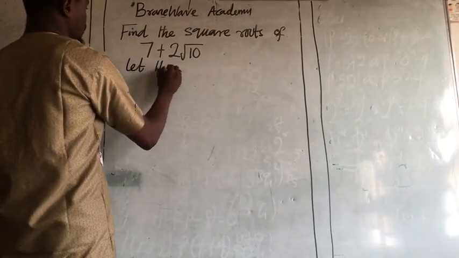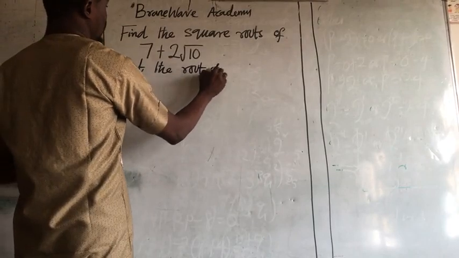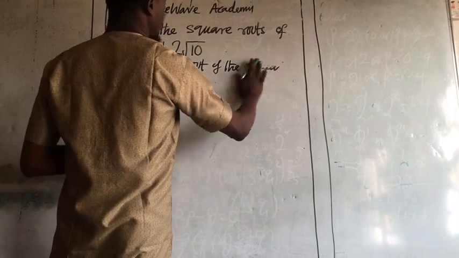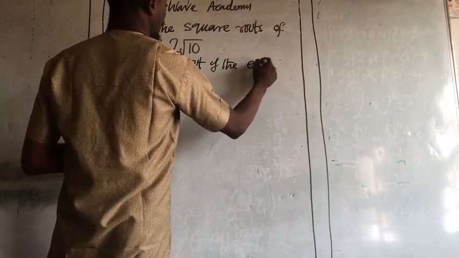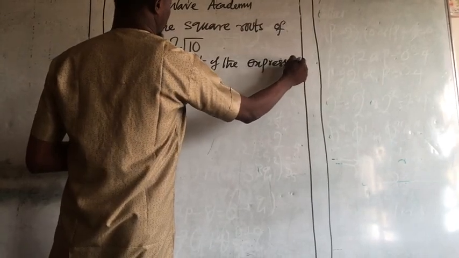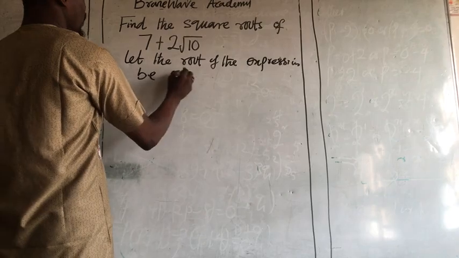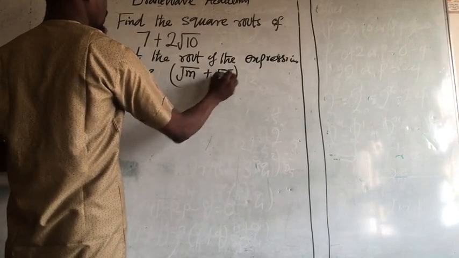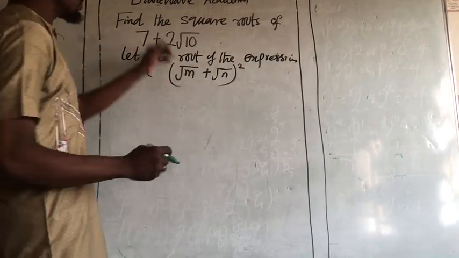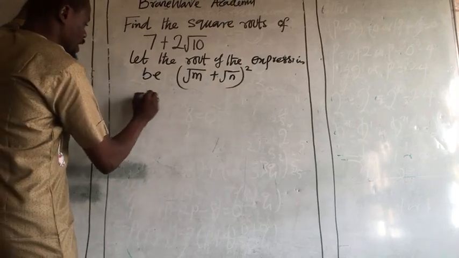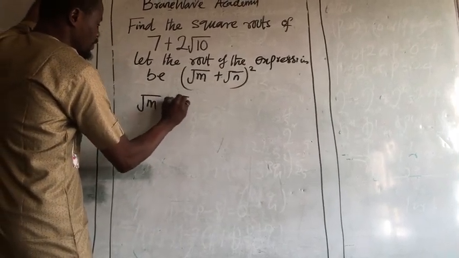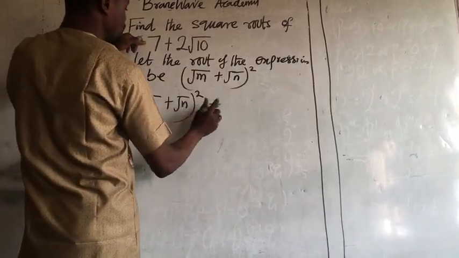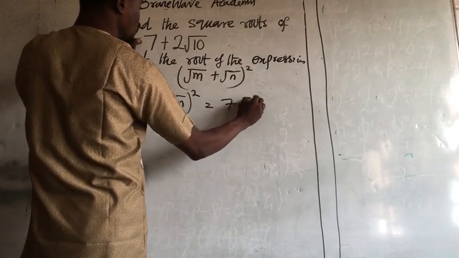Let the root of the expression be root of m plus root of n, then all squared. So we are going to equate this to this, which means we have root of m plus root of n all squared is equal to 7 plus 2 root 10.